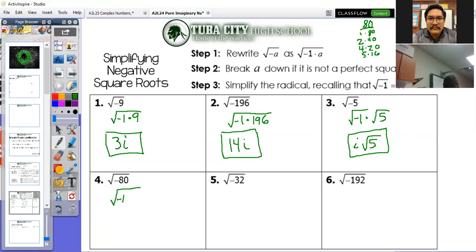5 times 16. And actually, 16 is a square number, which is why I had you memorize the numbers that make square numbers. So I'm going to take the square root of 16 and multiply that times the square root of 5. So again, I broke it down into 5 times 16, but since I can take the square root of 16, I'm going to do that. So square root of 16 is 4, and square root of -1 is i. And we can't do anything about this 5, so it's just going to stay in there.